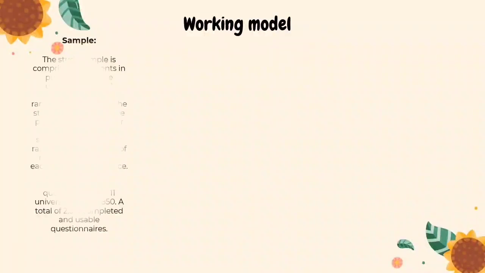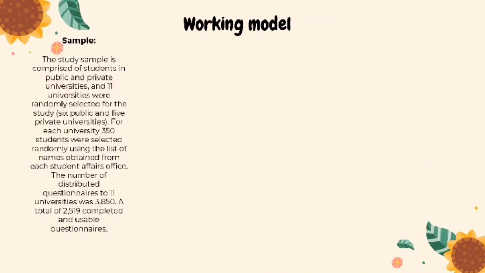Working model. The study sample is comprised of students in public and private universities, and 11 universities were randomly selected for the study, 6 public and 5 private universities. For each university, 350 students were selected randomly using the list of names obtained from each student affairs office. The number of distributed questionnaires to 11 universities was 3,850. A total of 2,519 completed and usable questionnaires.